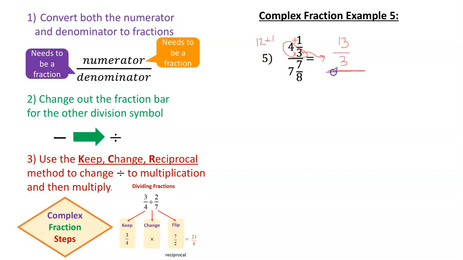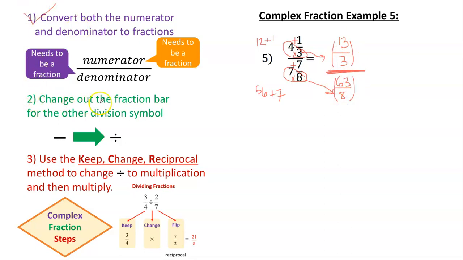Then I'm going to extend this fraction bar in between my two fractions. And then I'm going to convert 7 7/8 to an improper fraction. 7 times 8 gives me 56. And then I add the numerator, which is 7. And that gives me 63. The denominator stays an 8. And then I'm ready now for step 2.